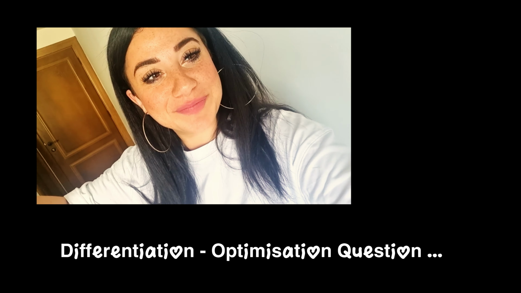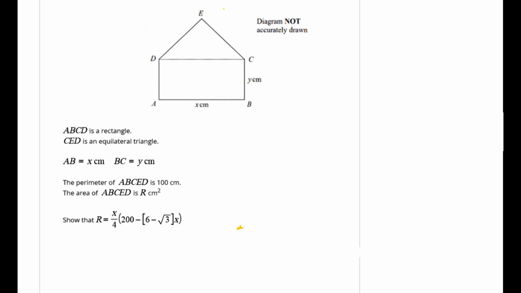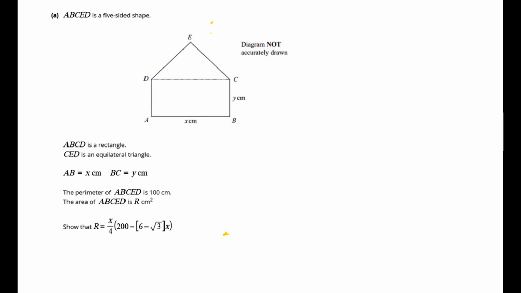You're welcome. Let's get into the question. ABCED is a five-sided shape. ABCD is a rectangle, and CED is an equilateral triangle.